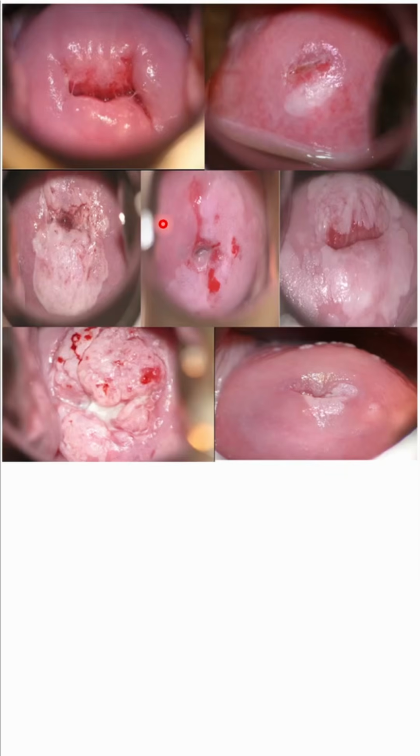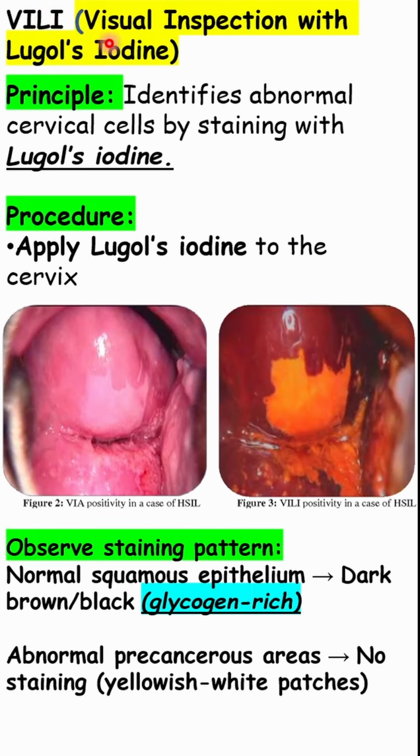So now you see the pictures. You can see the cervix and you can see the white patches. So these are nothing but the acetic positive cervix, which shows probable cancer cells. At the end, we'll be talking about VILI, that is visual inspection with Lugol's iodine.